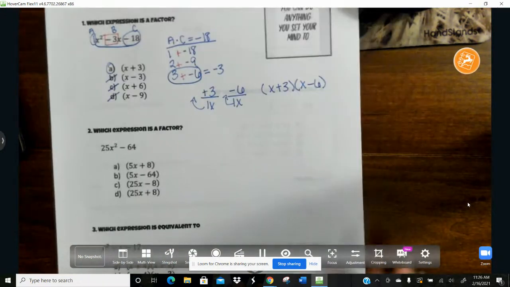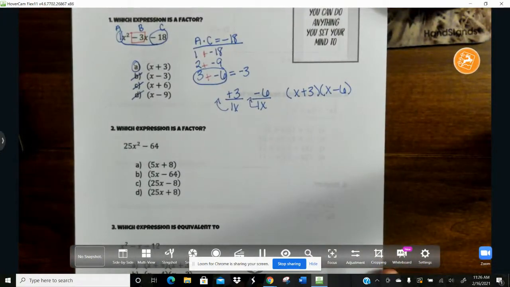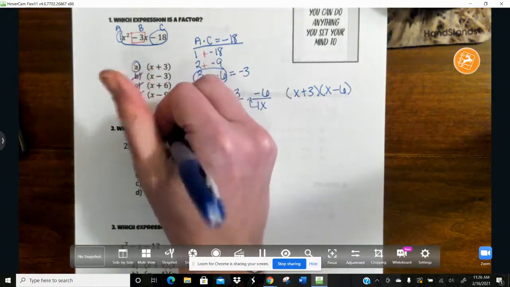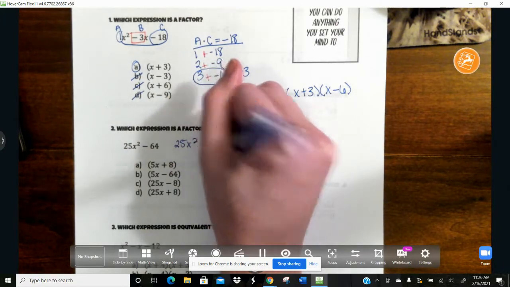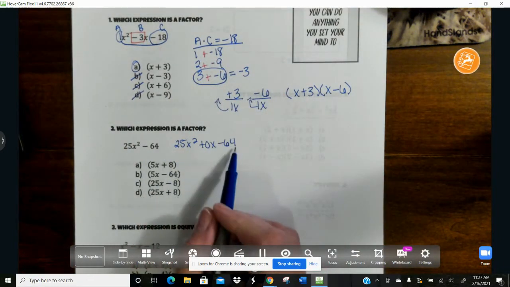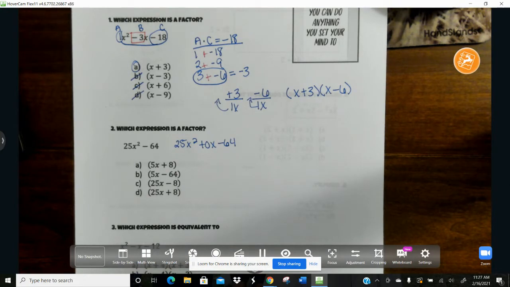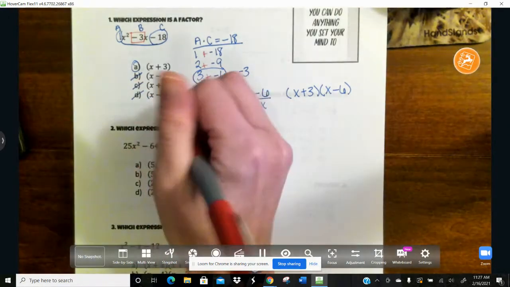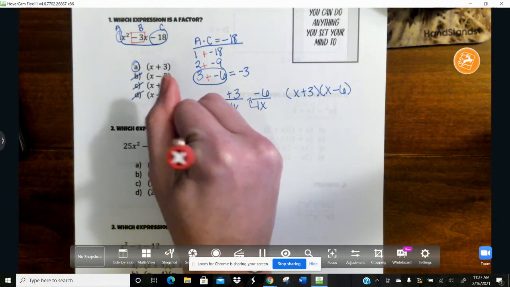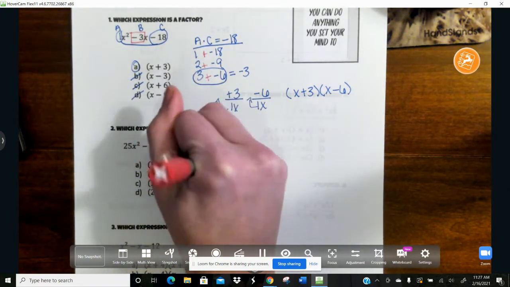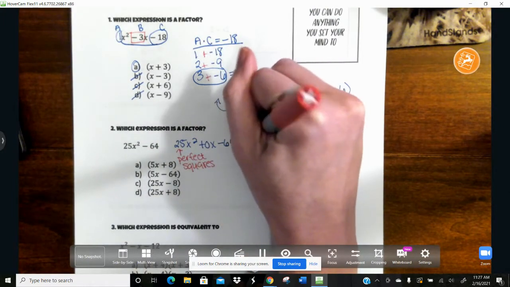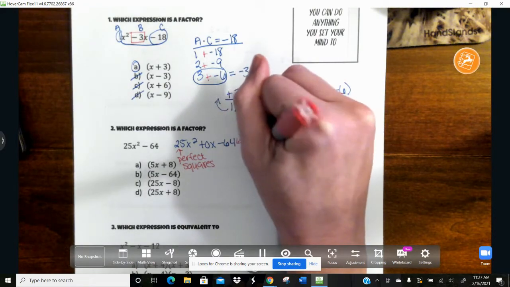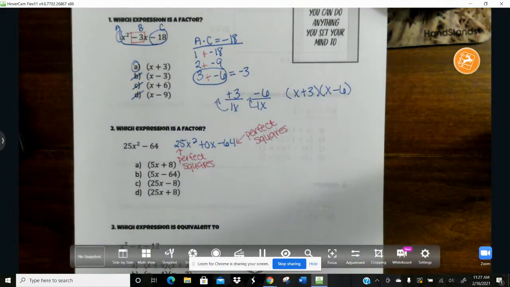Okay. Number 2, which expression is a factor? So in the middle, we could rewrite it as 25x squared plus 0x minus 64. So if I multiply 25 times 64, I get a very big number. But the thing you need to know about 25 and 64, they are both perfect squares. What that means is when I take the square root, I get a whole number. Okay, so what we're going to do, we're going to rewrite it.